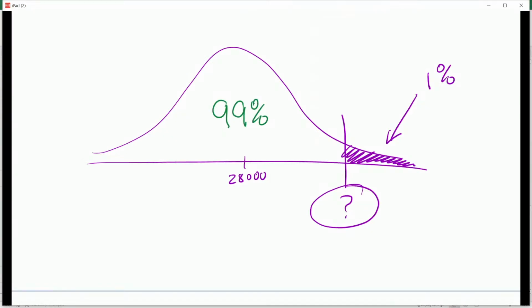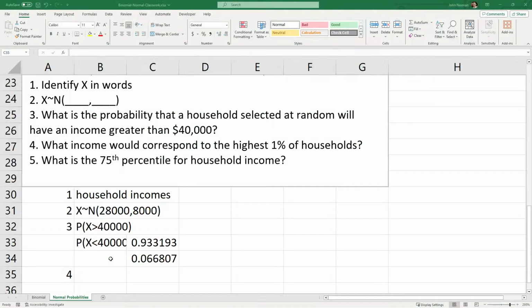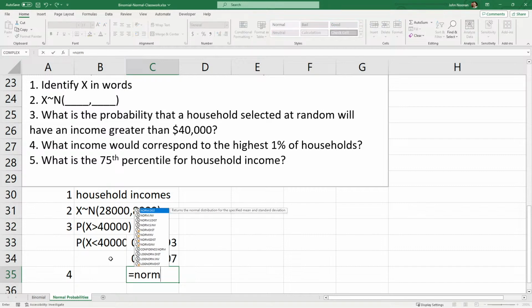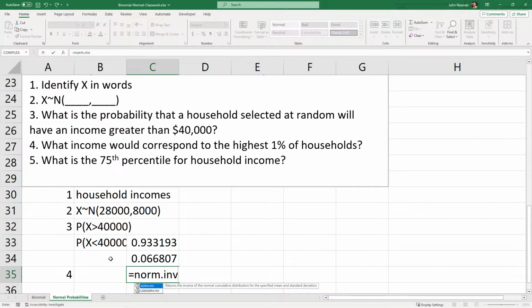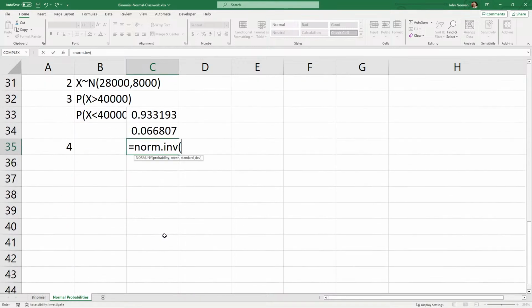So when you draw this, make sure it makes sense based on the words that you just read. Highest 1%, they're way up here somewhere, not down there. Some people put the highest 1% down here, not correct. Put it up here where it belongs with the high income earners. Okay, next, we're going to use a new function to do this one. So the highest 1%, you're going to use equals norm.inv. So norm.inv is the function that you use.